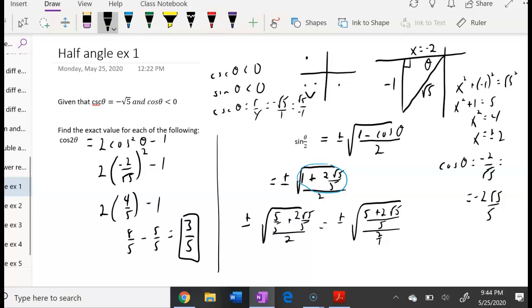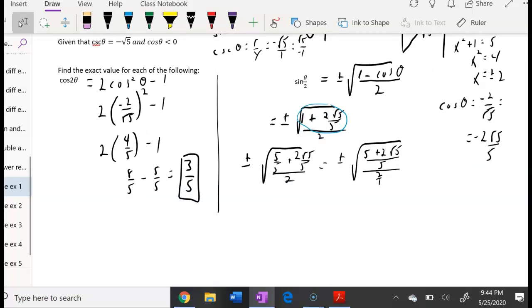And you're still inside the radical, you're still looking at two fractions. You can multiply by the reciprocal, so this numerator would be multiplied by 1 over 2, and we would get plus or minus the square root of 5 plus 2 rad 5 over 10. 2 times 5 is 10. Okay, now that's not our final answer because we still have to decide which one we are going to pick, plus or minus?